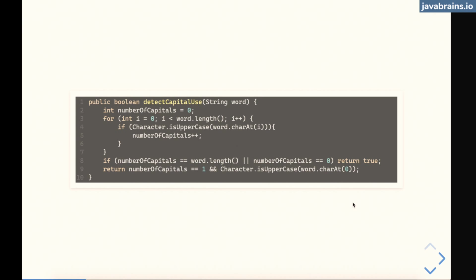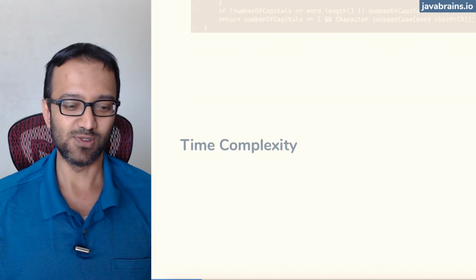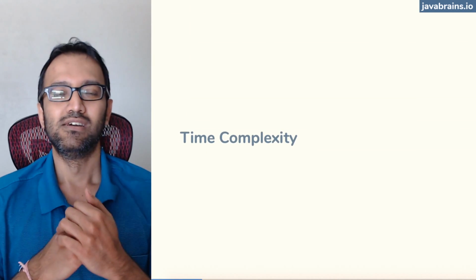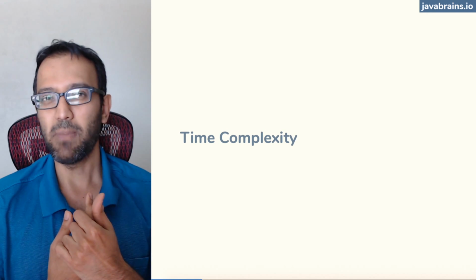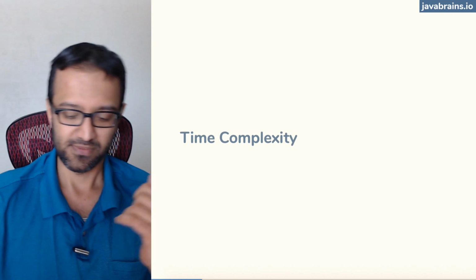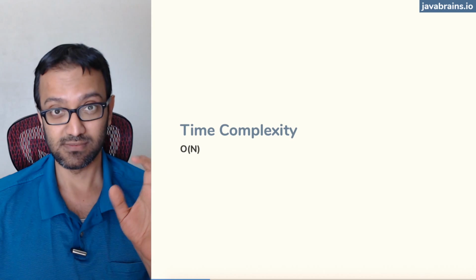It's easy and it works, right? It gives you the answer that you need. But there is a disadvantage to using this approach, all right? Before we talk about the disadvantage, let's look at the time complexity of this thing. What's the big O notation of this approach? Well, the big O is O of n. Here n is the size of the word.